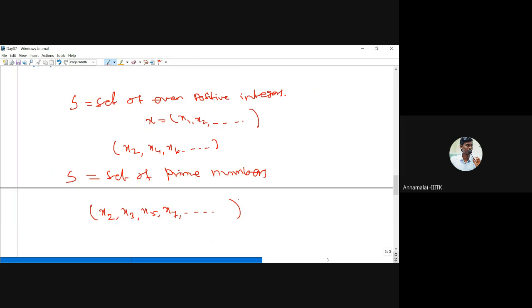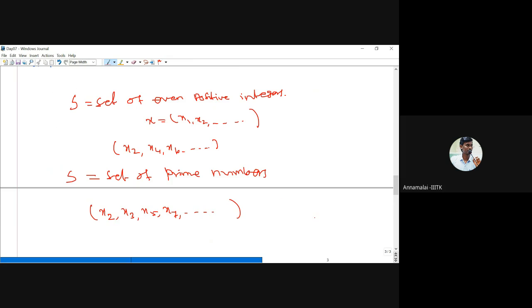That is, we have to assign every element of S to some real number. The elements of S are 2, 3, 5, 7. Therefore, x2 is nothing but the image of 2 under the function x, x3 is the image of 3 under the function x, and so on. So given any sequence, a subsequence is nothing but the restriction function. You have to restrict the domain to a subset of the natural numbers, and that subset should be infinite.